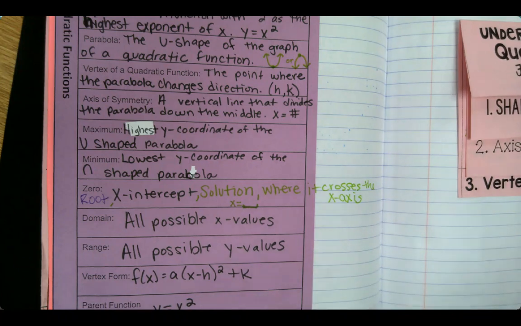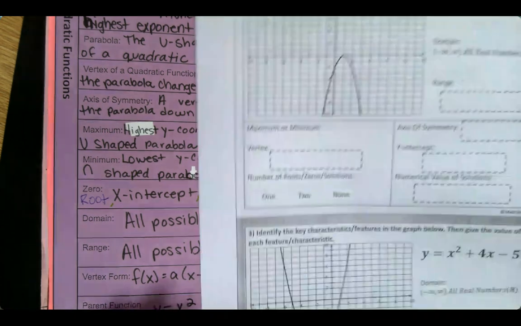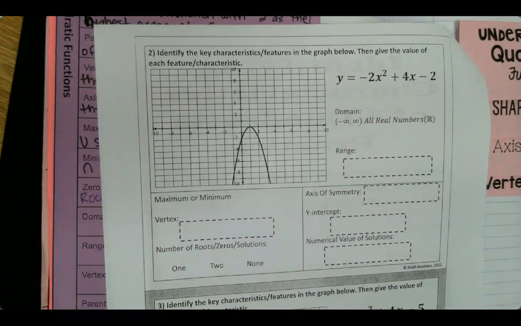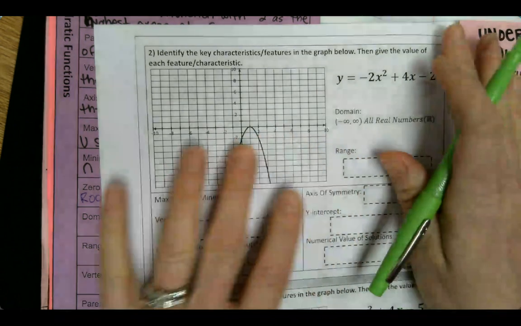We're going to start with number 2 on the packet. So we're going to go through all the different characteristics of quadratics. So in Algebra 1, that's mainly what you're doing. You're understanding the vocabulary and you're identifying it from a quadratic function or a graph. As long as you know your vocabulary, you can find it, and that's how it will be tested. So let's look at number 2. It says, identify the key characteristics features in the graph below. Then give the value of each feature characteristic.